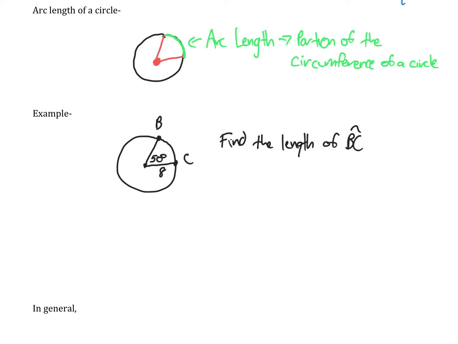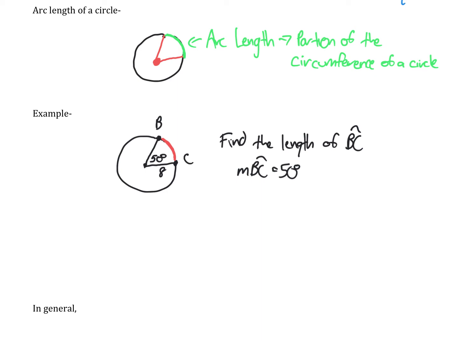The measure of arc BC, just to be clear, would be 50 degrees because it's going to match our central angle. But when I say find the length, I will actually want the length of that portion of the circumference. So I'm going to encourage you to pause the video, see if you can figure out how to set up a problem that would allow us to solve for arc BC. So try that, and then follow along with my solution here in a minute.